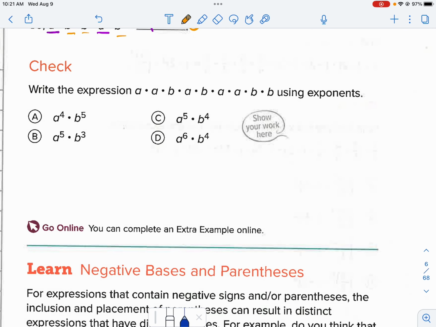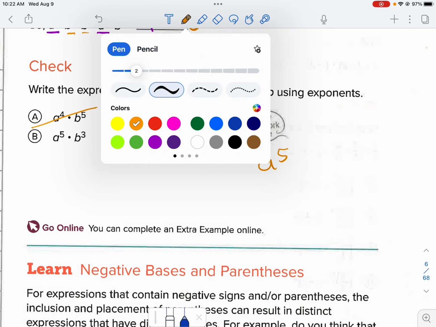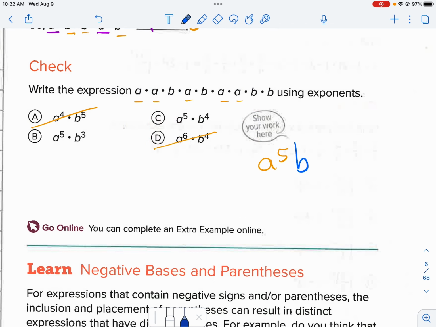This next one, I have 1, 2, 3, 4, 5 A's. So if I was looking at that, can't be that one, can't be that one. So it has to either be B or C. So now I'm going to look at my B's. I have 1, 2, 3, 4. So that means it's this one.